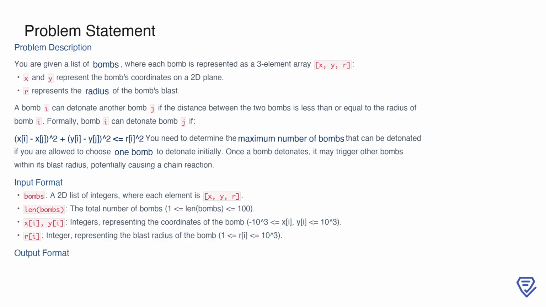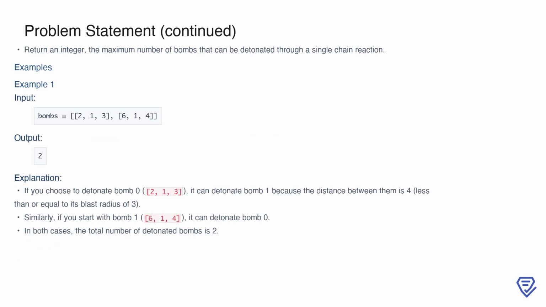This relationship is defined mathematically by the inequality (x_i - x_j)^2 + (y_i - y_j)^2 <= r_i^2. Using this, you must simulate how a single detonation can cause a chain reaction, potentially triggering multiple bombs. The input is a 2D list of integers representing the bombs, and the constraints ensure that the number of bombs is manageable, with their coordinates and radii bounded within reasonable limits. The output is a single integer representing the maximum number of bombs that can be detonated in such a chain reaction.